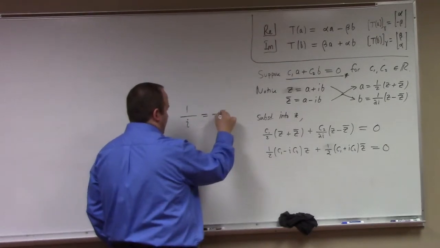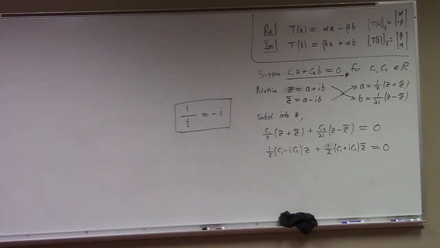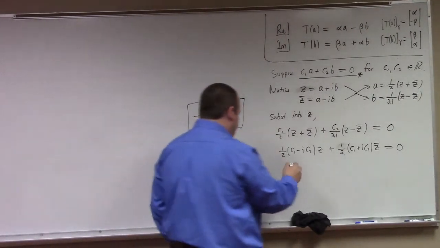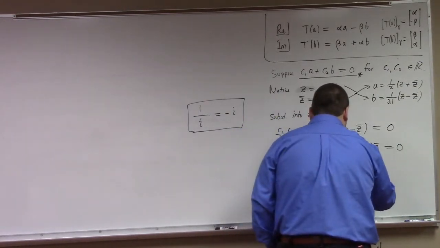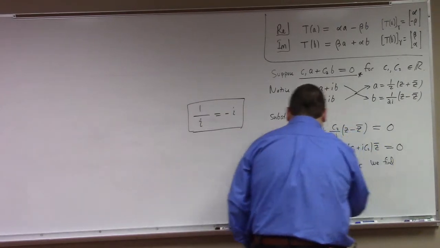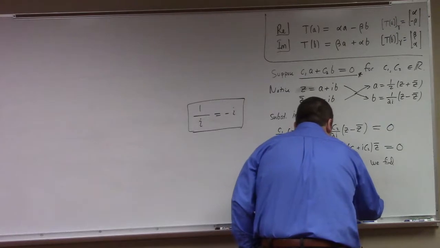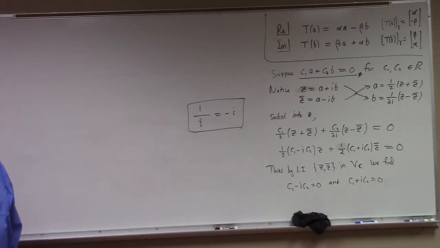If that seems like dark magic, what I just did, you should know that 1 over i, weirdly, is equal to minus i. If you haven't worked a lot with complex numbers, you might not know that, but that's true. Think about it. If i squared is equal to minus 1, that means that 1 over i must be equal to minus i. So I used that. That's where the minus iC2 and the plus iC2 came from here. But then, by linear independence of Z and Z bar in V sub C, we find that, well, we can drop the half, right? C1 minus iC2 equal to 0, and C1 plus iC2 equal to 0. I could divide those by 2 if it makes you feel better, but I'm tired of writing. And then what happens if you add those equations?